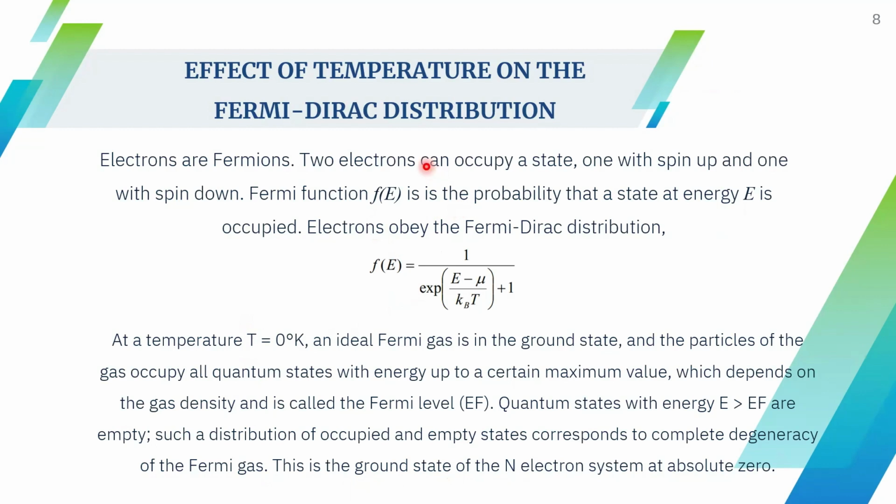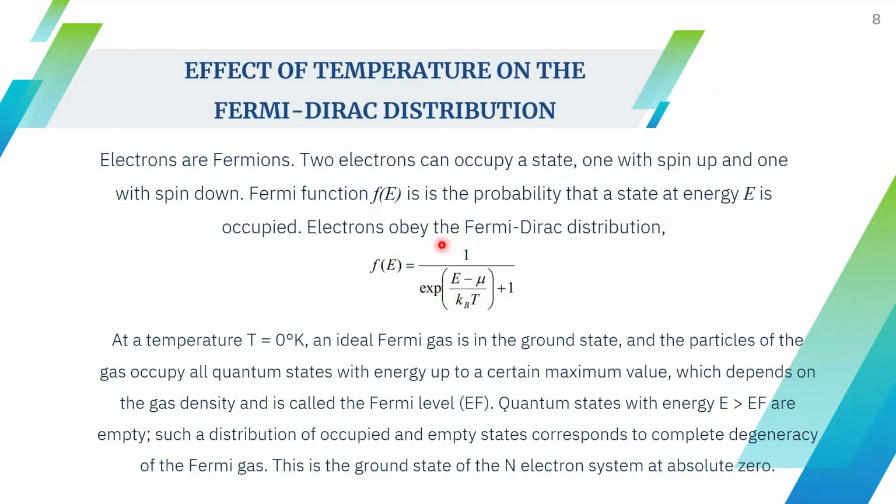That is the reason that we are taking 2 electrons can occupy a state, one with spin up and one with spin down, as we discussed earlier. The Fermi function f(E) is the probability that a state at energy E is occupied. So, if the kinetic energy of the electron gas is increased as the temperature increases, some energy levels are occupied which are vacant at absolute 0.